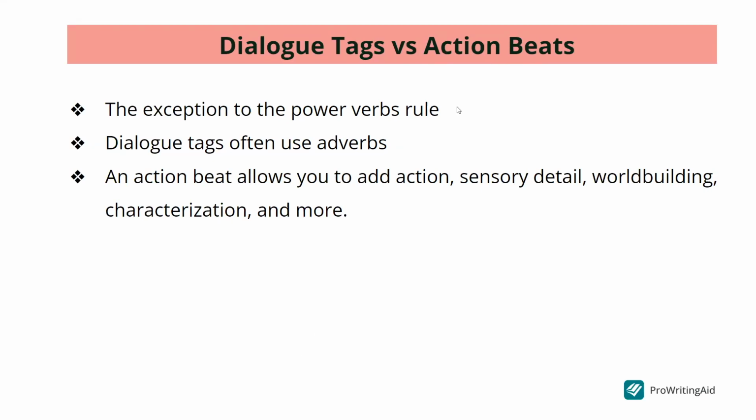An action beat, which is a statement of what is happening between dialogue, allows you to add action, sensory detail, world building, characterization, and more. I call action beats the author's multi-tool because in one sentence, you can add so much, rather than just saying, she said.